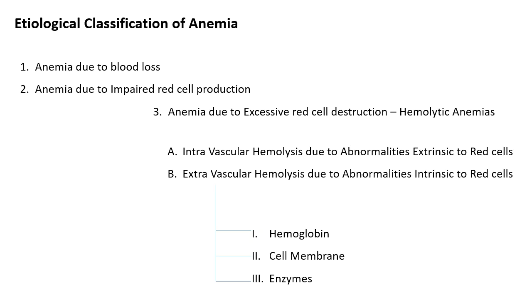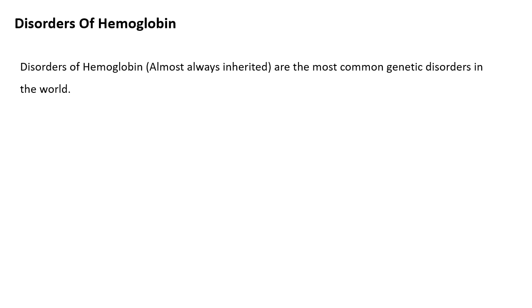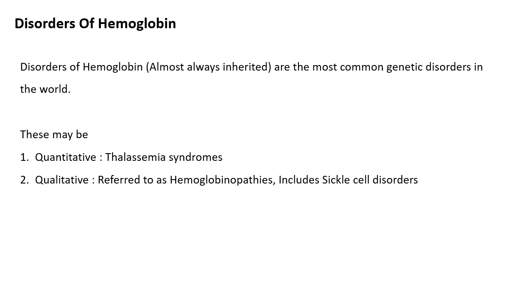Again, we'll concentrate on disorders of hemoglobin because sickle cell anemia is a disorder of hemoglobin. Disorders of hemoglobin are almost always inherited and the most common genetic disorder in this world. These may be quantitative, which are the thalassemia syndromes. That is, the chains, alpha chain and beta chain, are either absent or are produced in lesser quantities. That is, the quantity is less, and these are the thalassemia syndromes. Or it may be qualitative, referred to as hemoglobinopathies, and this includes our sickle cell disorder. The third is hereditary persistence of fetal hemoglobin.